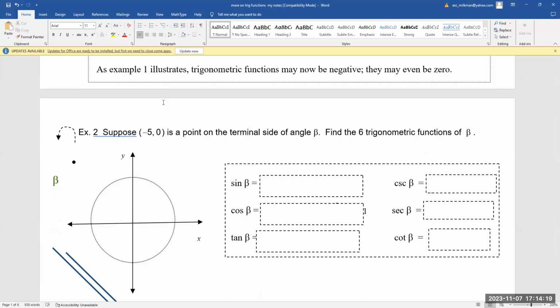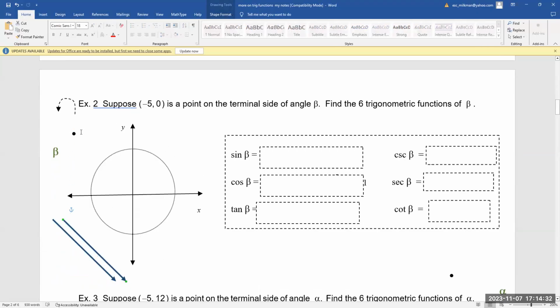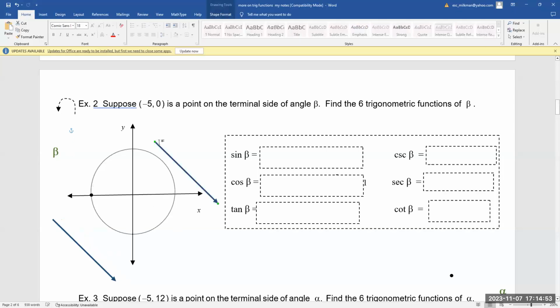So I've changed my angle. And so it says find the 6 trig functions of angle beta. So first of all, I'm going to actually plot the point. And the point is -5, 0. So I'm going to go ahead and draw my circle. I'm going to have my circle be a radius of 5, because I want my point to be on that circle, because I'd rather use x squared plus y squared equals r squared instead of the distance formula, although I'm not going to do that either.